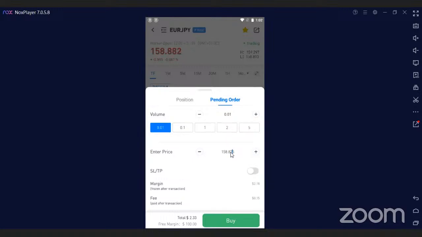Okay, so now you want to edit this number because it's a pending order. We want our market to get to the price we labeled earlier with that box.